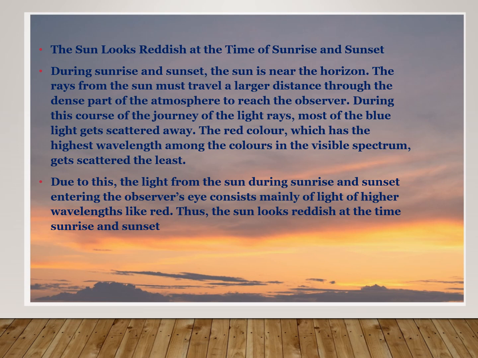The red color, which has the highest wavelength among the colors in the visible spectrum, gets scattered the least. Due to this, the light from the sun during sunrise and sunset entering the observer's eye consists mainly of higher wavelengths of light like red. Thus, the sun looks reddish at the times of sunrise and sunset.